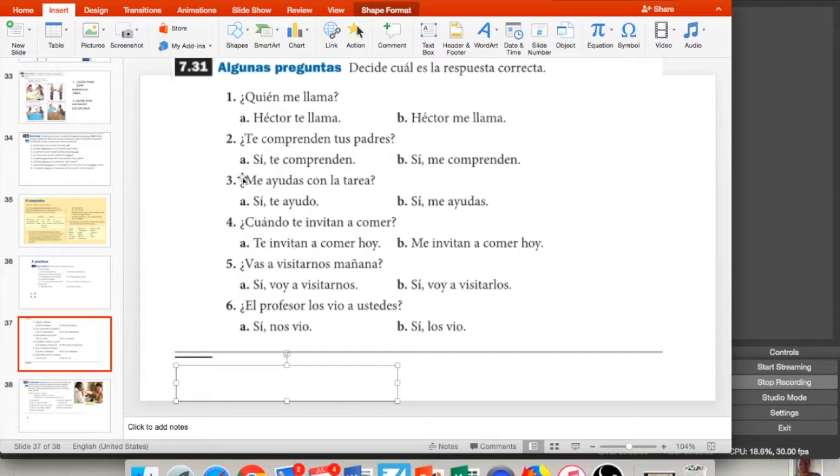Look at another one. You might ask a friend, ¿me ayudas con la tarea? To or for me, would you help with the homework? Would you help me with the homework? The person can say back, sí, te ayudo. Yeah, to or for you, I will help. Or they could say back, B, yeah, to or for me, you will help. So will you help me with the homework? Yeah, you'll help me. No, you would say back, yeah, I will help you, te ayudo. So number three should be A.